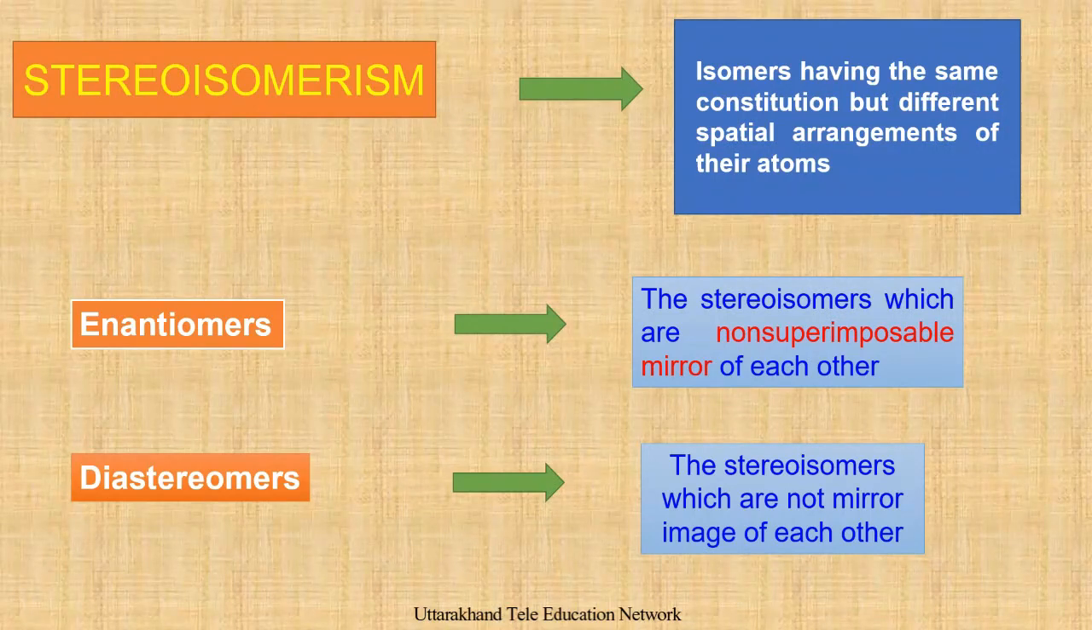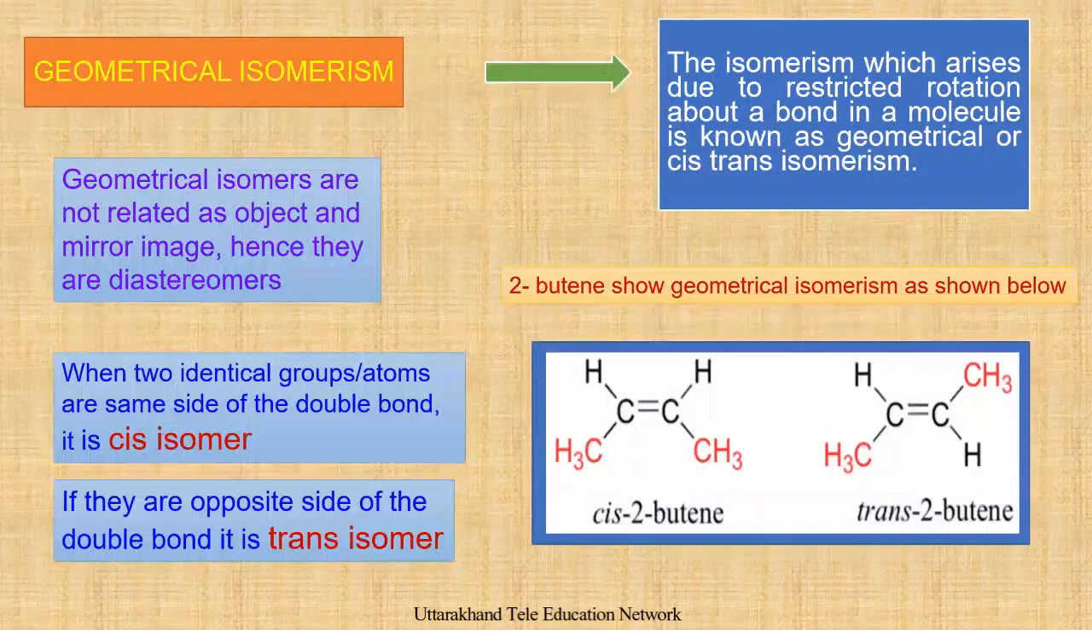And diastereomers are stereoisomers not related through a reflection operation. They are not mirror images of each other. These include cis-trans isomers, E-Z isomers, meso compounds, and non-enantiomeric optical isomers. Diastereomers seldom have the same physical properties. Next is geometrical isomerism.